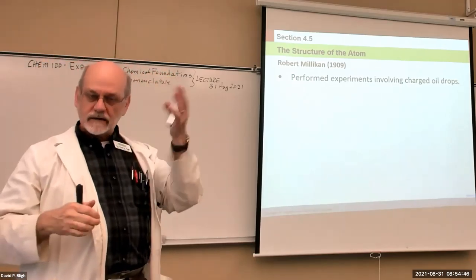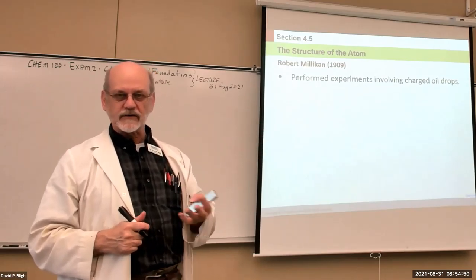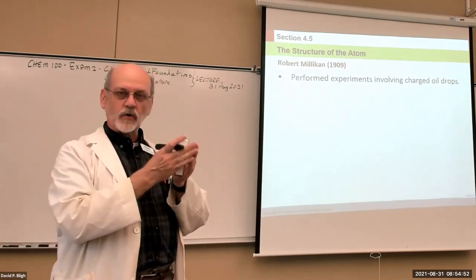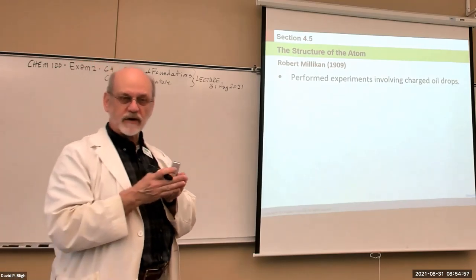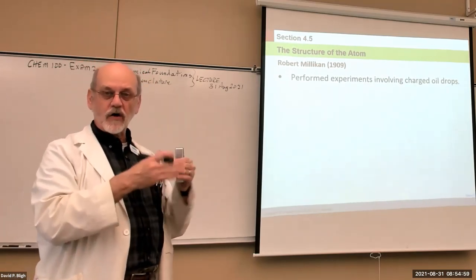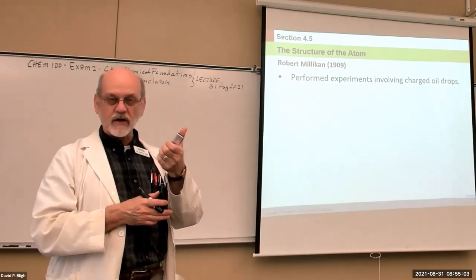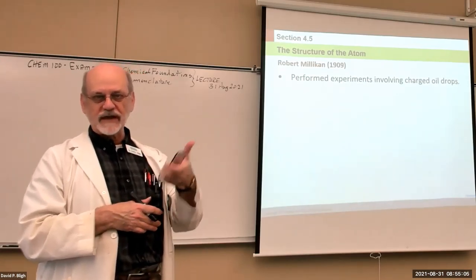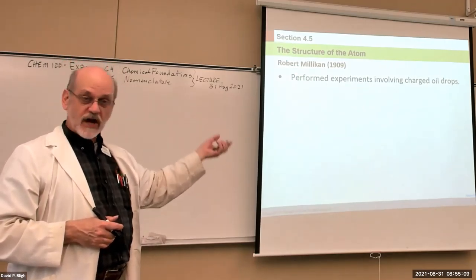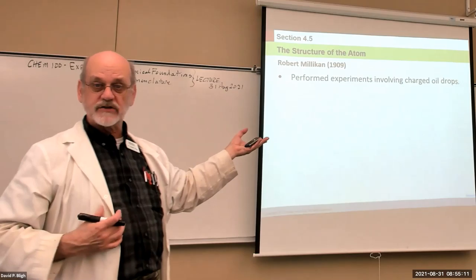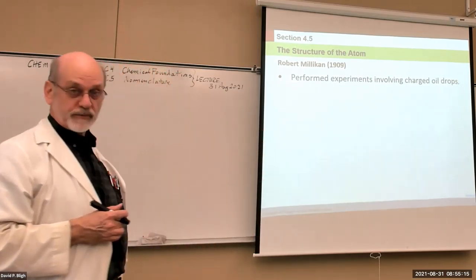Well, it would vary because oil droplets might accumulate one electron, two electrons, three electrons, but they are always whole number multiples of each other. And he determined that the smallest whole number that would account for all of them was a single charge. And he called that the elementary charge of the electron. And then he used that charge plus J.J. Thompson's charge to mass ratio to determine the mass of the electron. And he was pretty close.